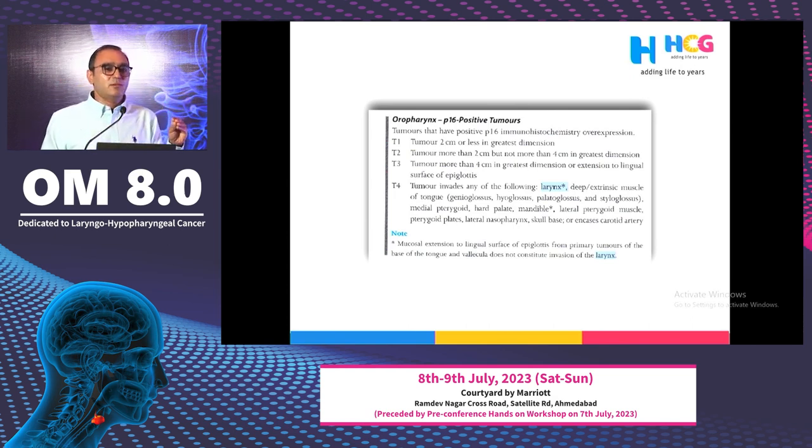Now in India, in the oropharynx setting, I've specifically picked up P16 positive. And look, the larynx has also got a mention that it is T4. Although it will be stage 3, it is still T4 in P16 positive. It is important to note because a lot of the time we get base tongue lesions which may be P16 positive, and eventually we will see more and more of them, which will be stage 3. The mucosal extension to the lingual surface of the epiglottis from primary tumors does not constitute invasion of the larynx. I think this is an important point for us, because oropharynx cancer, because of chewing tobacco, is a common finding that we encounter.